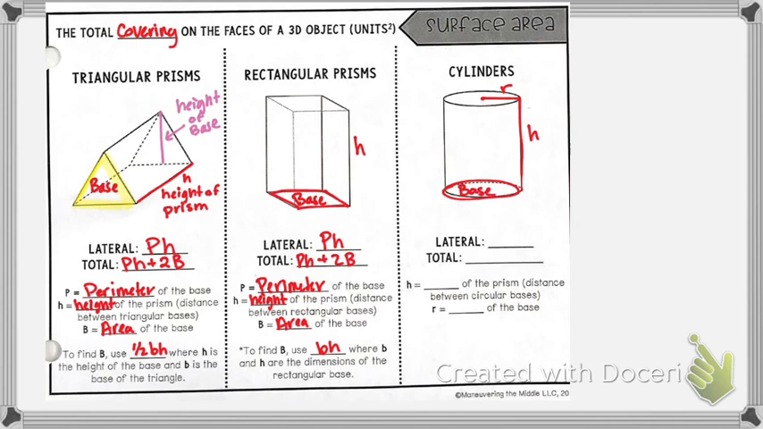The lateral and total for this one will be different because it is technically not a prism. It's a cylinder. It has circles. It has 2 pi r h for the lateral, and for the total we'll have the lateral, so 2 pi r h, plus 2 pi r squared, because we want 2 of the bases, and the bases are circles. h is the height of the prism, the distance between the circular bases, and r is the radius.